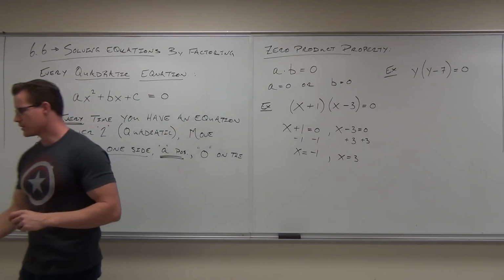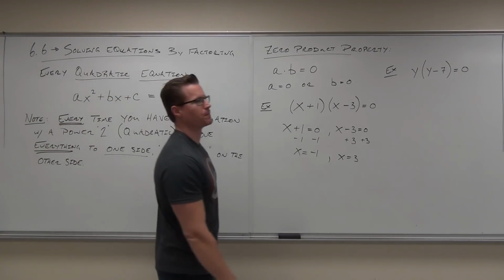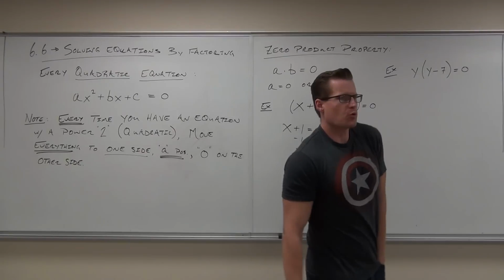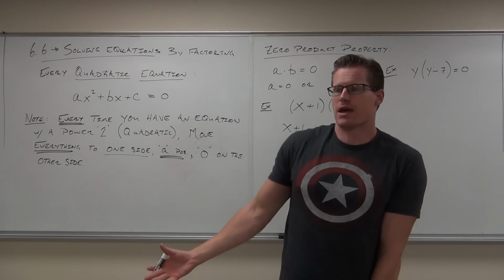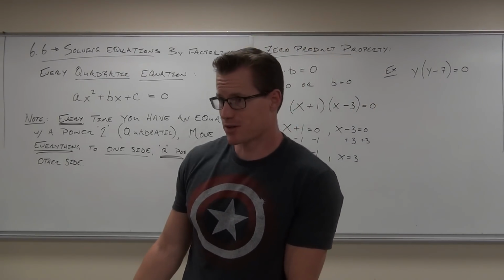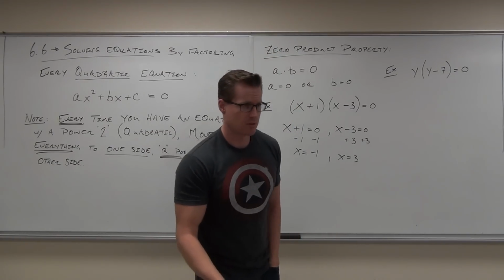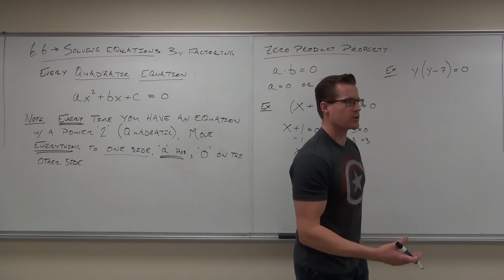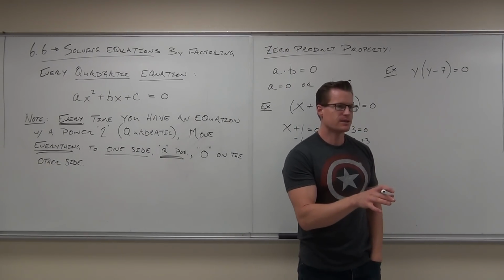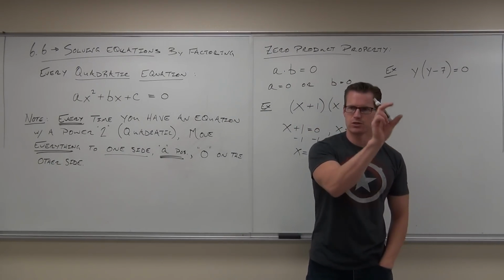y times the quantity y minus 7 equals 0. Here's my question. Does the zero product property apply? How you answer that is, do you have a product, and is it equal to 0? Do you have a product? Yes. Is it equal to 0? So we can use the zero product property. Now, what you got to be good at is stating that every factor is going to equal 0 here.